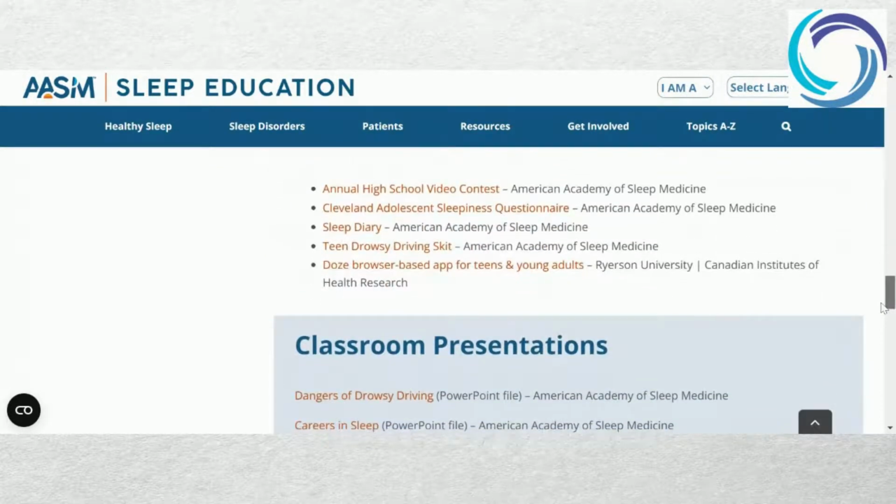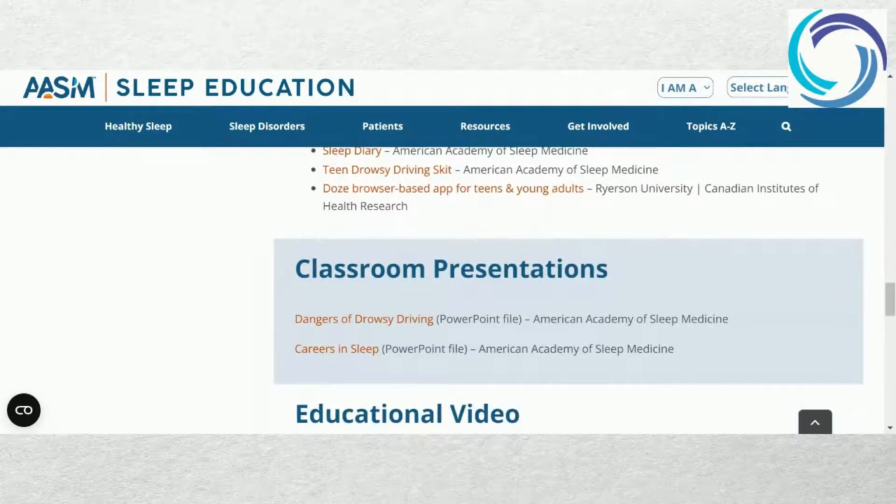Here at the bottom of this website, I also want to point out that they have a couple of classroom presentations. I think this dangers of drowsy driving is such an important topic for our high school students to learn about that danger, because lack of sleep and driving can really be detrimental to our students. So this is an excellent resource that you can tap into to support your lesson planning.